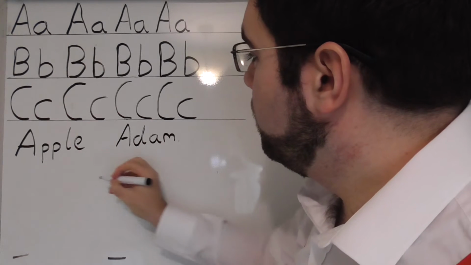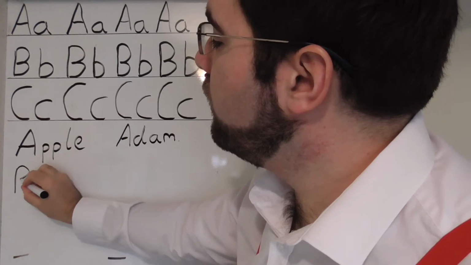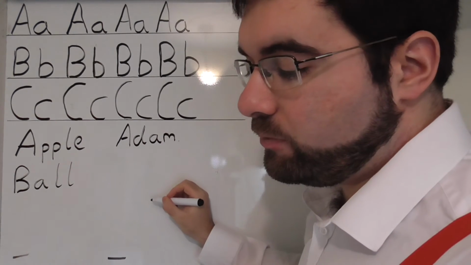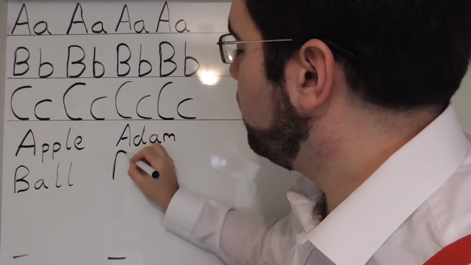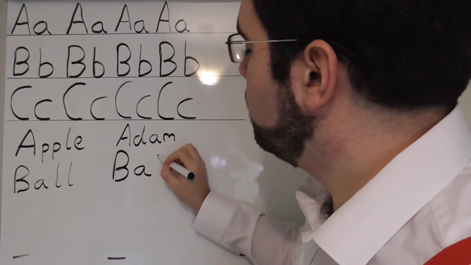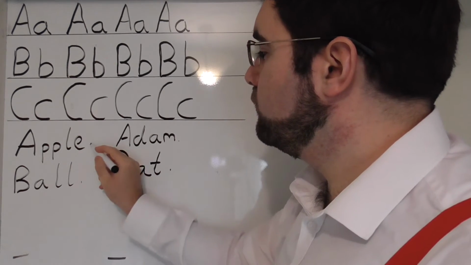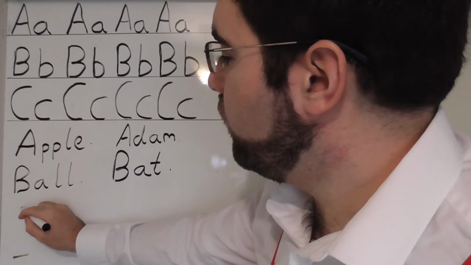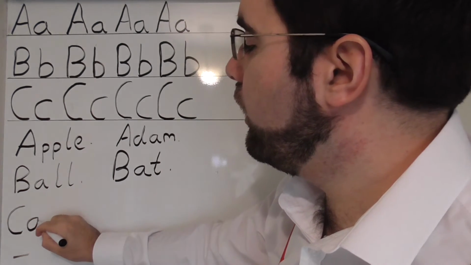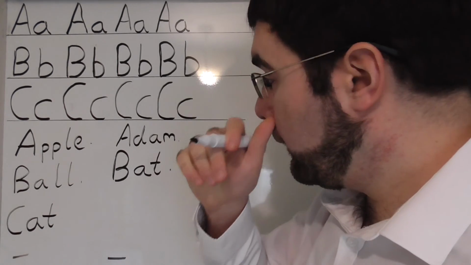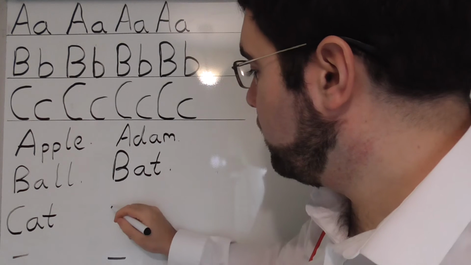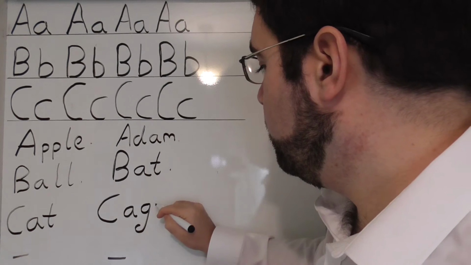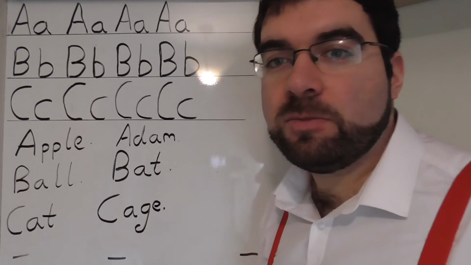And let's have ball. B. A. L. L. And bat. B. A. T. Very nice. And let's have cat. Very straightforward. C. A. T. Cat. Very nice. And cage. C. A. G. E. Cage.